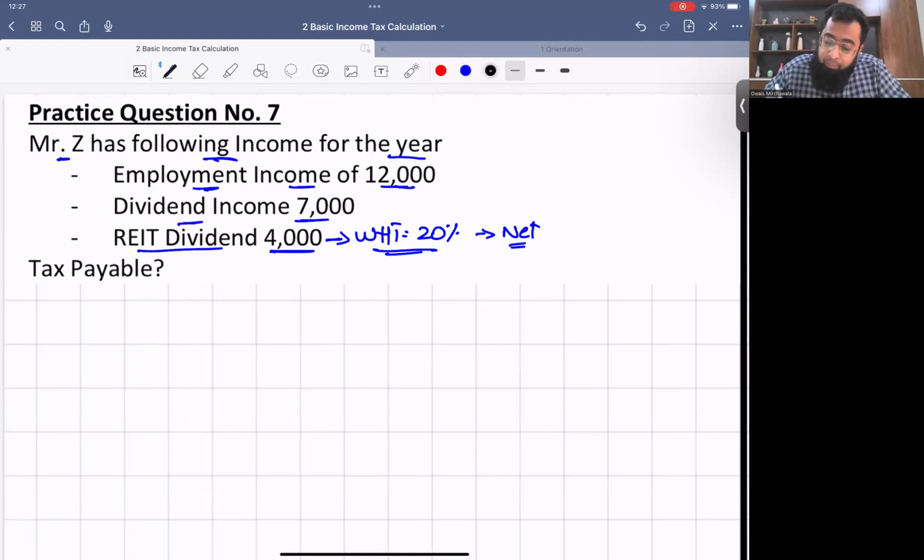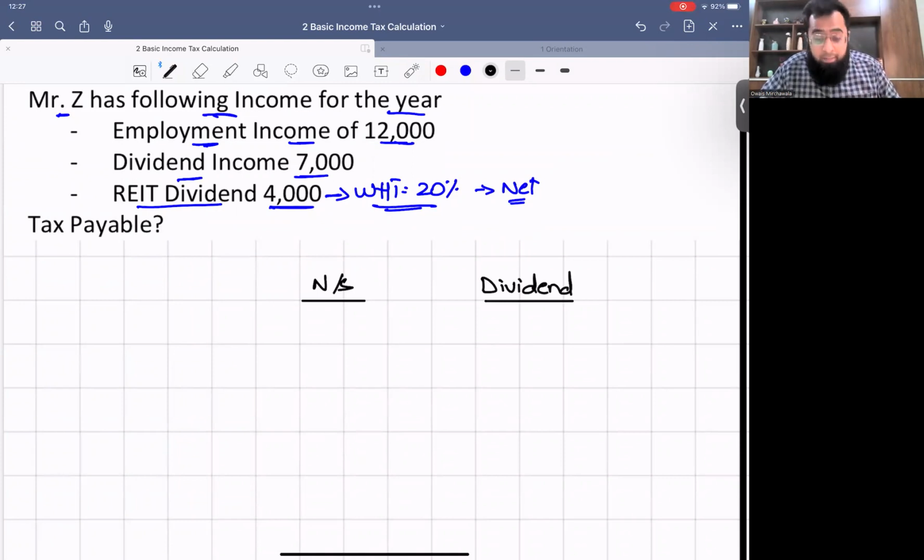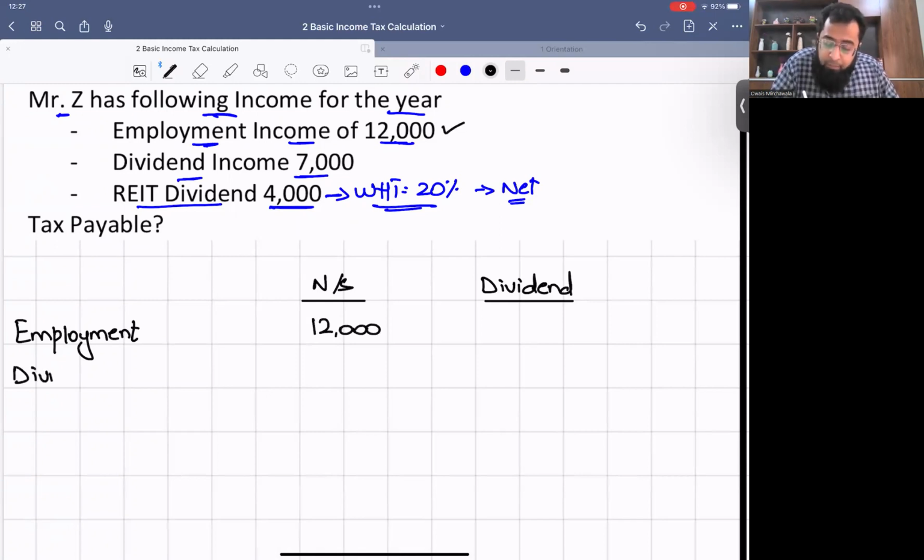Let's look at it. We have two heads of income: non-saving income, and the other one is dividend. Okay, look at it very carefully. Some basic revision of previous class. Employment income 12,000. Employment income goes in head of non-saving, 12,000. Then we have dividend income, 7,000. So dividend goes in head of dividend. Okay, the normal dividend which we are getting from the companies.